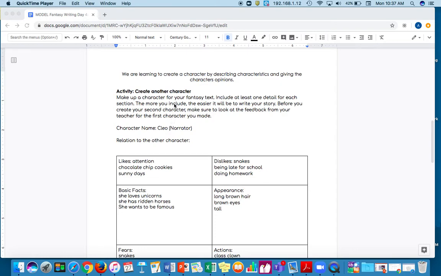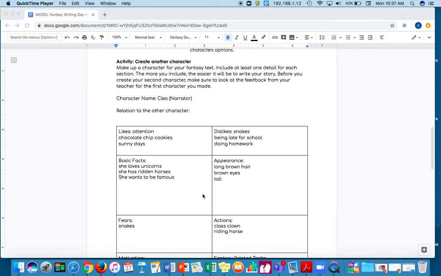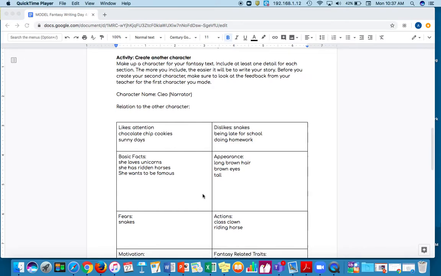So when you create this character, it's going to be very similar to last time, where you need to include at least one detail from each section. Use some feedback from your first character to help you add to this one. I've already done this, and I'm going to go through and explain some of the things that I have here.